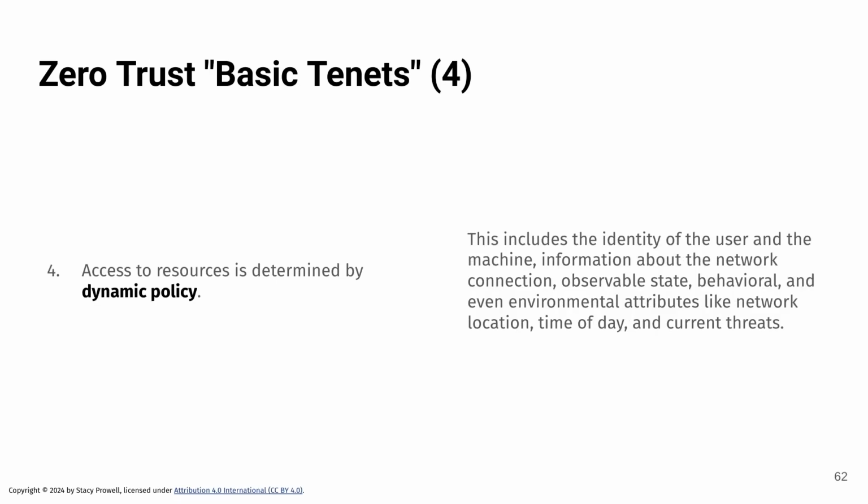Access to resources is determined by dynamic policy. It's not a static policy that says, oh, you're in this group, boom, you get these permissions. This includes the identity of the user, the machine, information about the network connection, observable state, zombie alert level, time of day, all these things we talked about before. They need to go into determining whether or not you should have access to a particular resource. That makes this complicated, right?